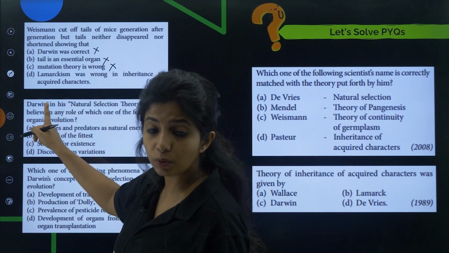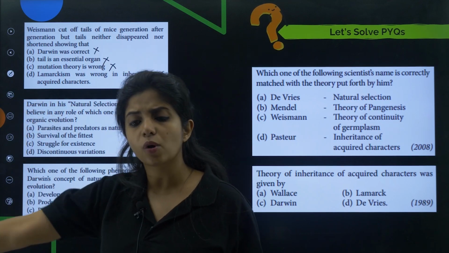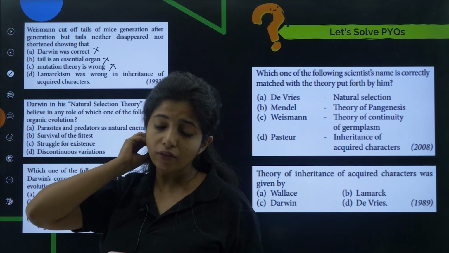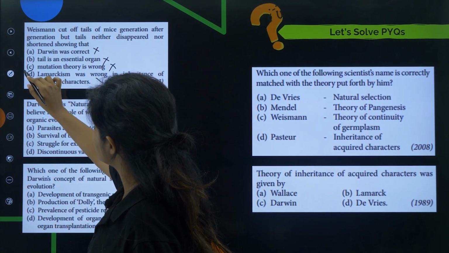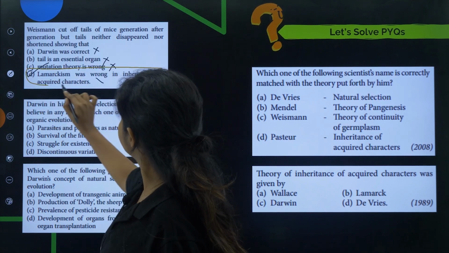Lamarckism was wrong. Lamarck was the person who said that inheritance of acquired character is there. So if I'm cutting the tail, why is the organism not having shorter tail, which is born? That is also having longer tail. So that means, yes, Lamarckism was wrong. So this is the correct answer, children. Okay, this is the correct answer. I'll mark it in yellow.